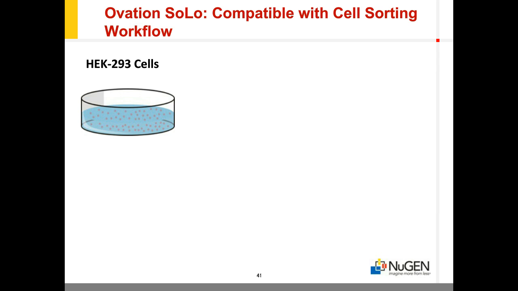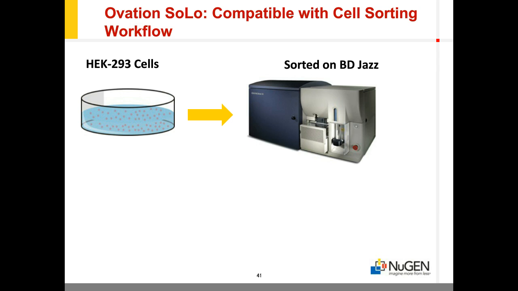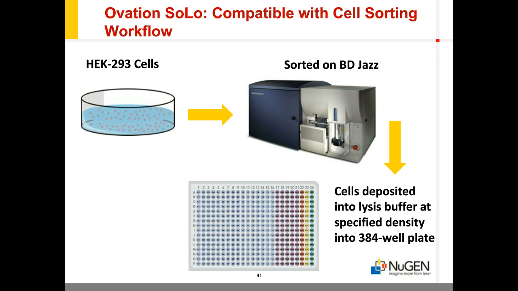To test the performance of Solo in such experiments, we started with a culture of HEK293 cells and sorted them using a BD-JAS instrument. We deposited these cells at varying densities into a 384 well plate with lysis buffer, and then proceeded with Solo library generation.